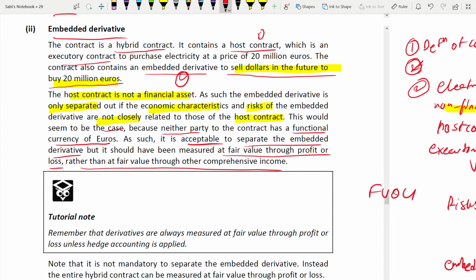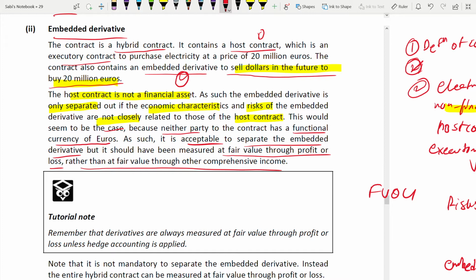After you separate out, if you don't separate, if you just have the derivative only, you also go and check for the derivative. It will be fair value through profit and loss, right? Not fair value through other comprehensive income. You have to be very clear on this. So up to this we finished.